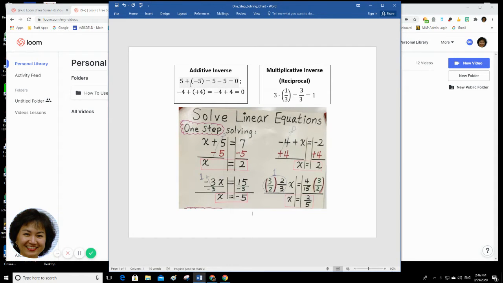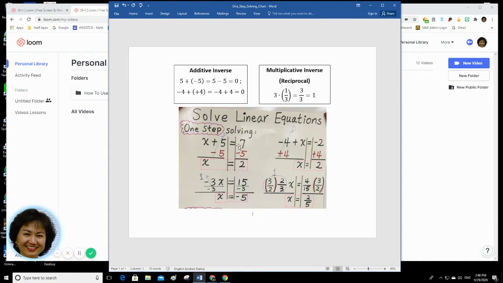That means if you add the opposite of a number to that number, you'll get 0. For example, 5 add a negative 5. That is 5 subtract 5, which equals 0. If we have a negative 4, we have to add its inverse, which is a positive 4. Negative 4 add 4, we also get 0. You can see from these two examples.